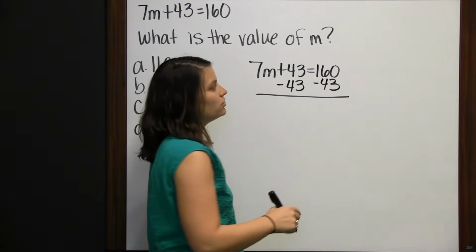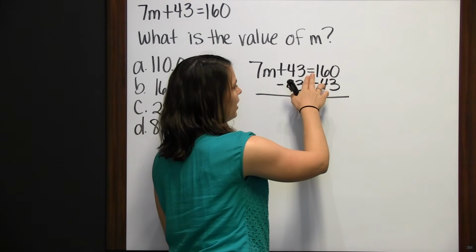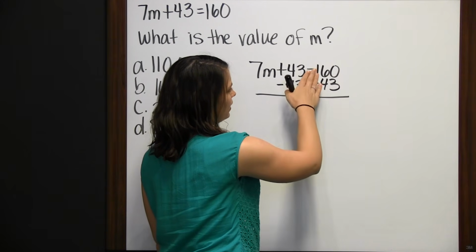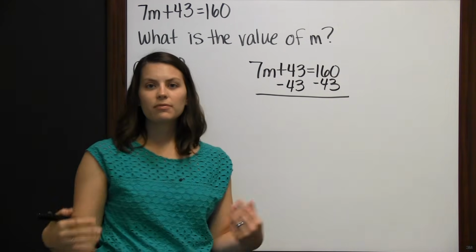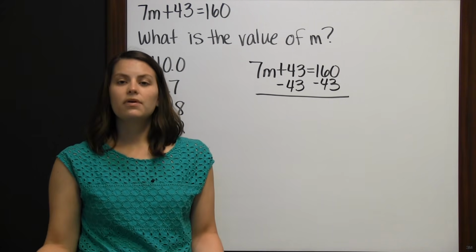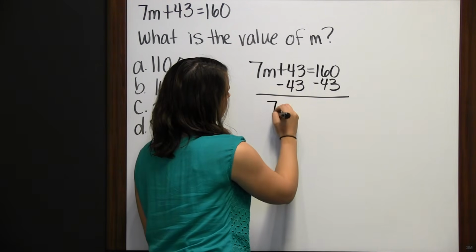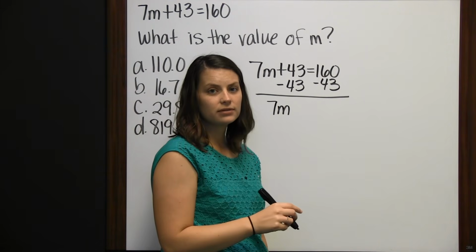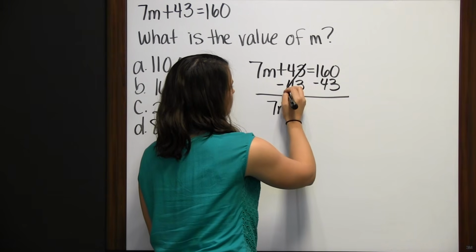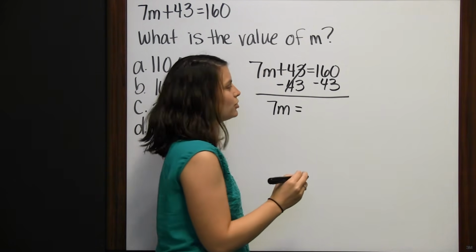As long as we do that to both sides, we keep our equation equal and balanced. If you have something that's equal to something else, and you take away the same amount from both of those things, then they'll still be equal to each other. So we bring down the 7m. Positive 43 minus 43 is 0, so those cancel. And we bring down the equals, and then we have to subtract.